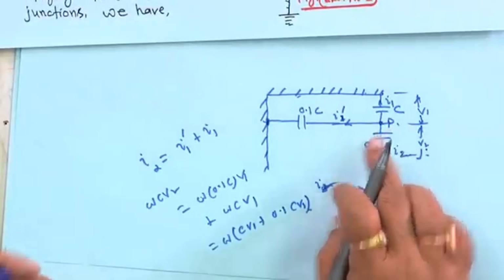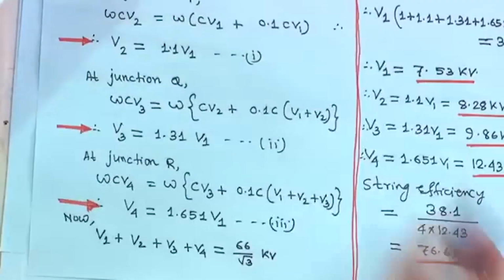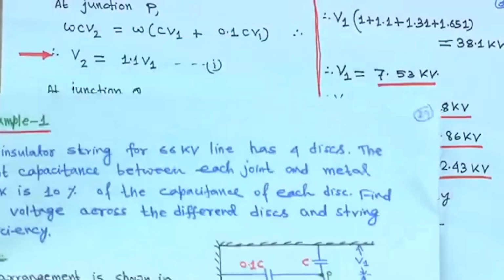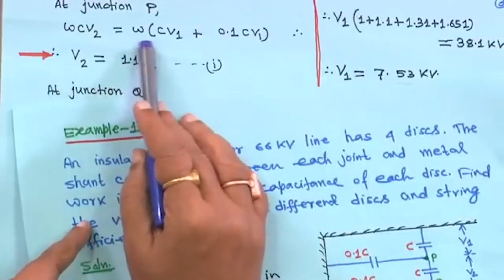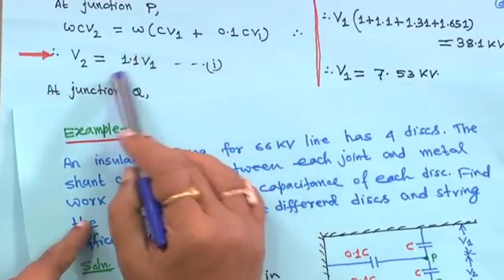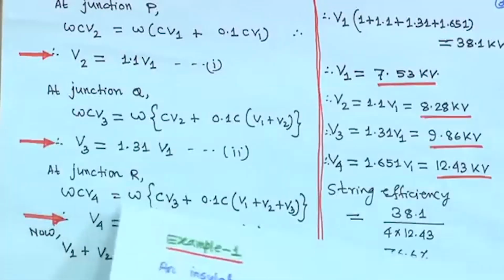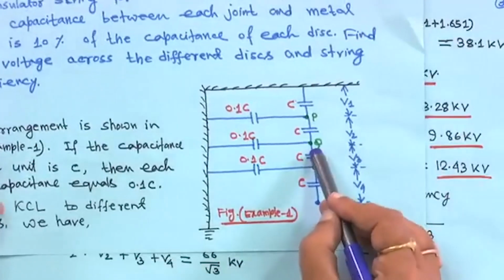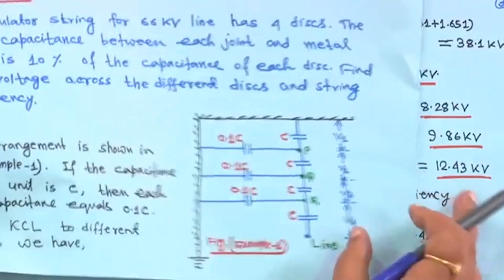Just apply your KCL at every point P, Q, R. If you do so, at junction P you will get omega C V2 is equal to omega common this one. So V2 is equal to 1.1 V1, this is equation 1, right. Similarly, if you apply at Q and R and so on, please do it yourself, I have done it here.